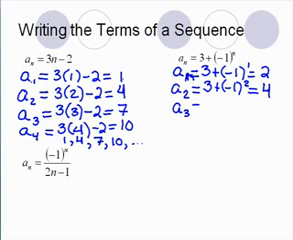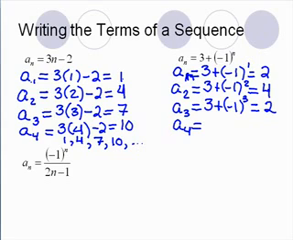Now our third term, we're going to get 3 plus negative 1 to the third power. Negative 1 cubed is going to give you back a negative 1. So 3 minus 1 is 2. And if we do the fourth one, you're probably guessing already that it's going to be the same as the second one. 3 plus negative 1 to the fourth power. Negative 1 to the fourth is going to be positive 1. So again, we have 3 plus 1, which is 4.